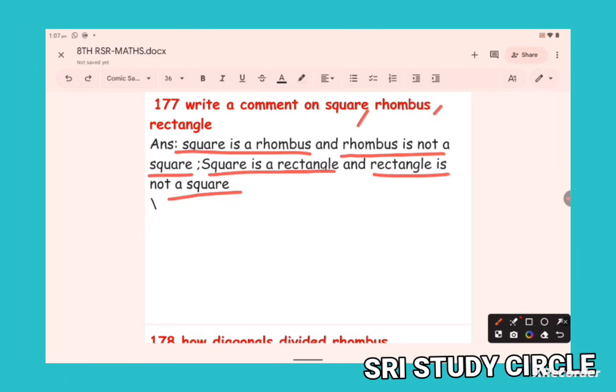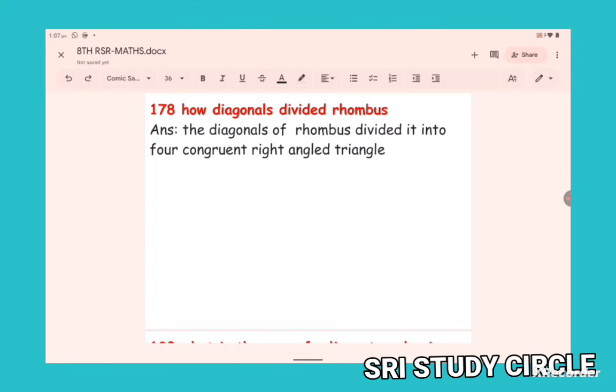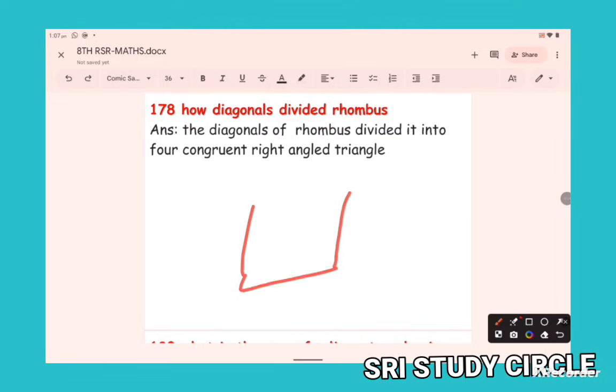Therefore, a square is a rhombus and a rhombus is not a square. A square is a rectangle and a rectangle is not a square. Okay. How do the diagonals divide a rhombus? In a rhombus, the diagonals divide it into 4 equal parts. That means 4 congruent triangles.